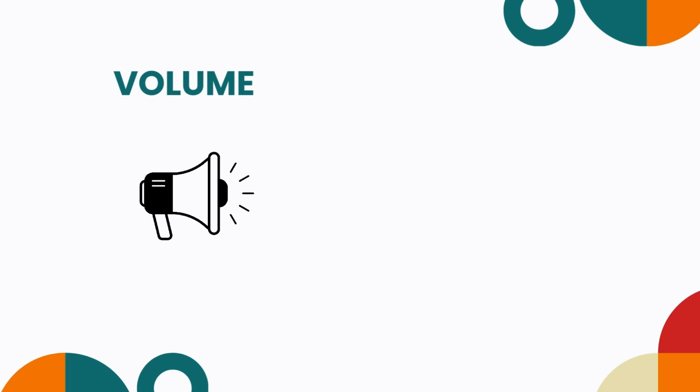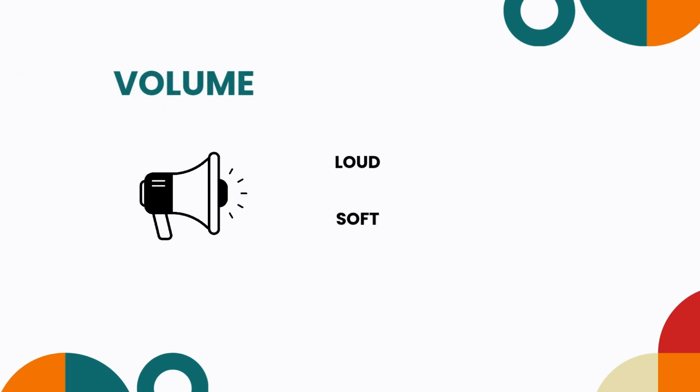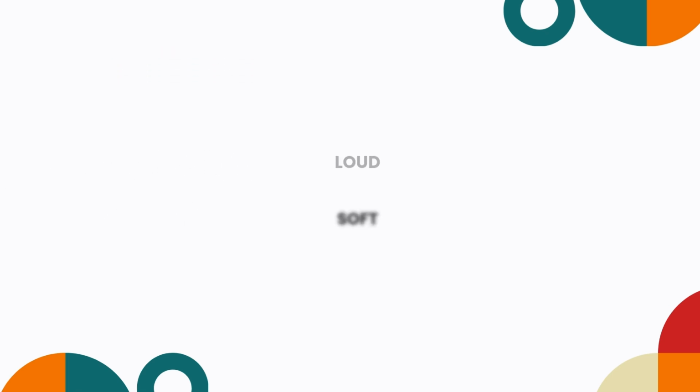Next is volume. How loudly or softly you speak. Speaking too quietly can make it difficult for your audience to hear, while speaking too loudly can be overwhelming. Adjusting your volume allows you to control the mood of the room. You might increase your volume to show excitement or importance and lower it for a more serious moment.